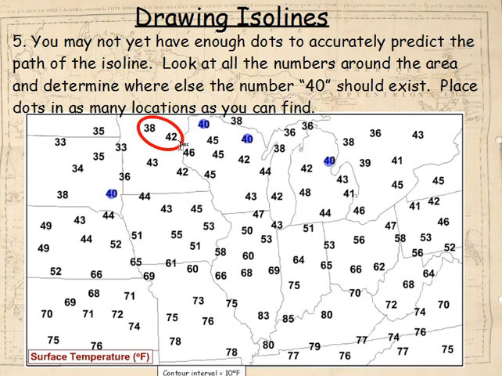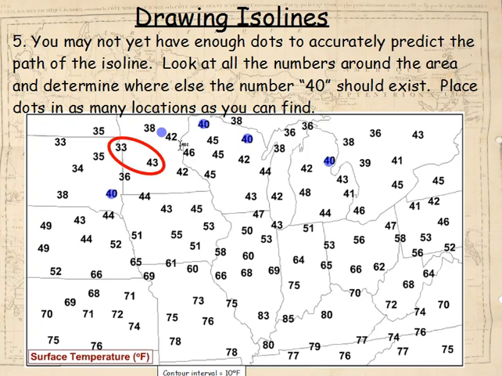How about between 38 and 42? Yes, the isoline for 40 would separate 38 and 42, because 38 is less than 40 degrees and 42 is greater than 40 degrees. So I draw a dot right there. Also here that I have 33 and 43. 33 is less than 40 and 43 is greater than 40.